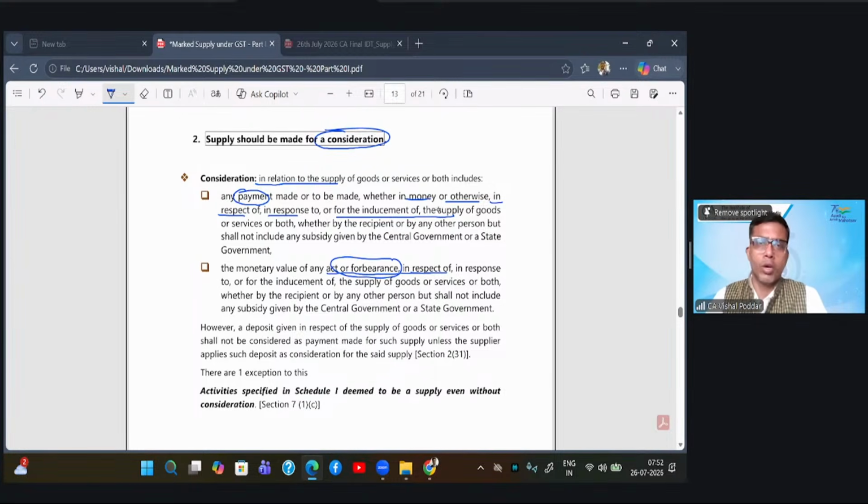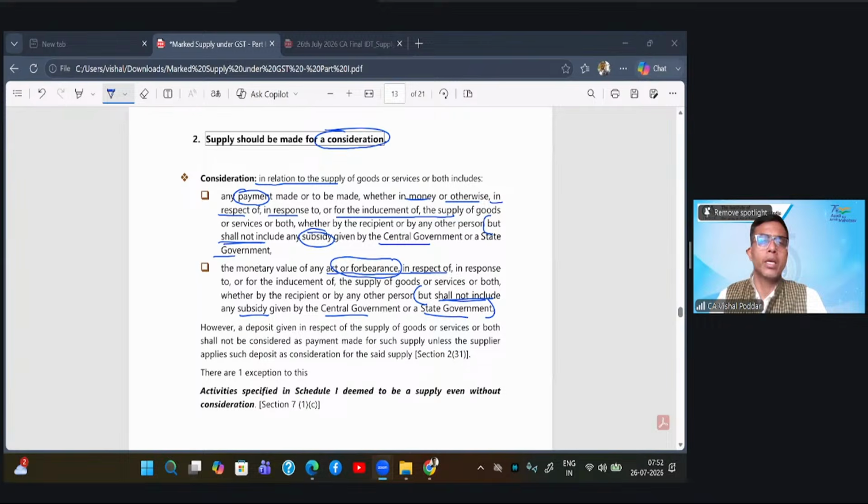However, what is important to be understood is that this consideration will not include the amount of subsidy given by central or state government. So wherever any amount is given to me as a part of subsidy, and this subsidy is coming strictly from central or state government, it will not be covered. So this is an important point, students, you should keep in mind.